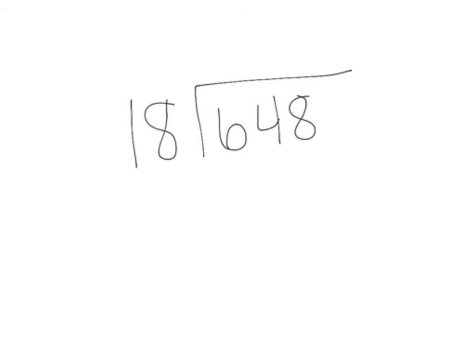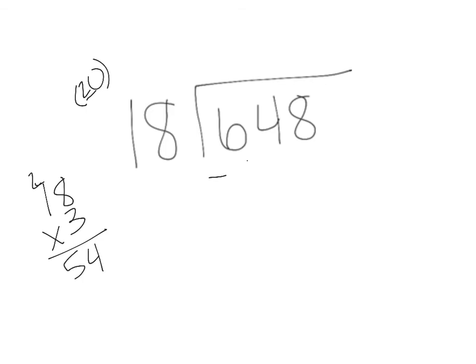All right, this will be the last one that we do together, and then you'll try some on your own. Okay, so I have 18 and 64. Okay, again, 18 is close to 20, and 64 is close to 60. So I'm going to first try 18 times 3. Okay, 8 times 3 is 24, and I get 54. So 64 minus 54. I know that's going to be less than 18, so I'm going to go ahead and put my 3 up there.